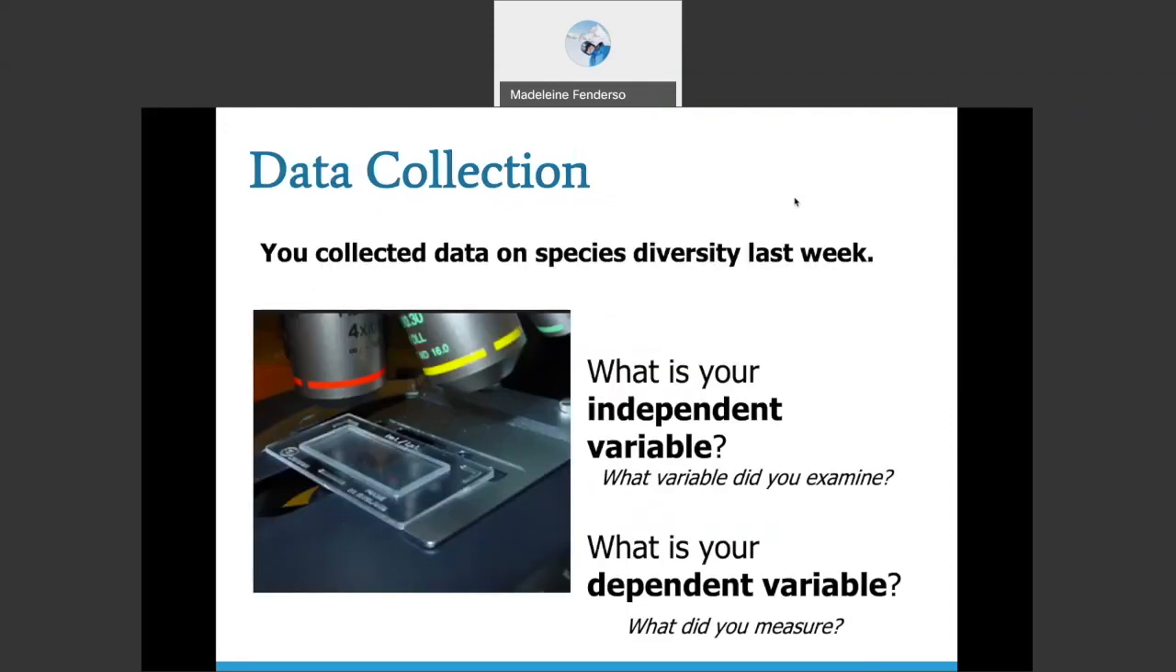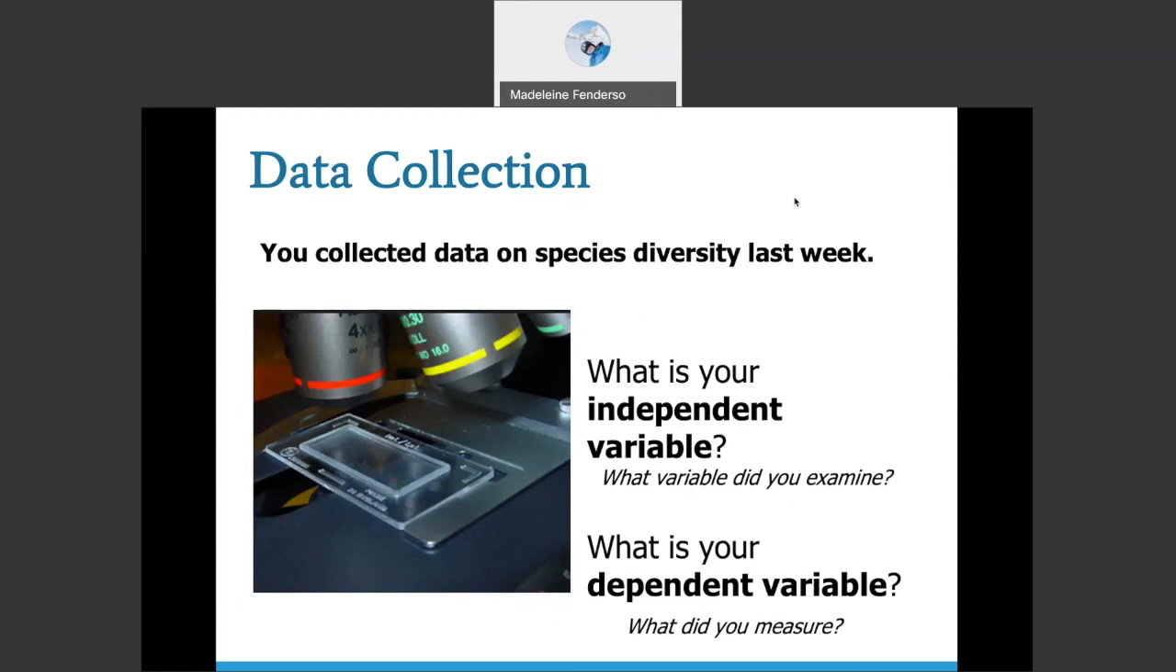So last week, you collected data on species diversity based on tide and location. So you had the Fox Island location and the GSO dock location. What is your independent variable? So what variable did you examine? And what was your dependent variable?